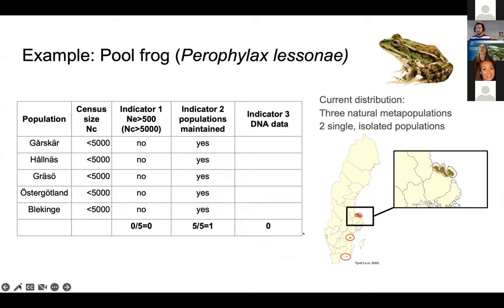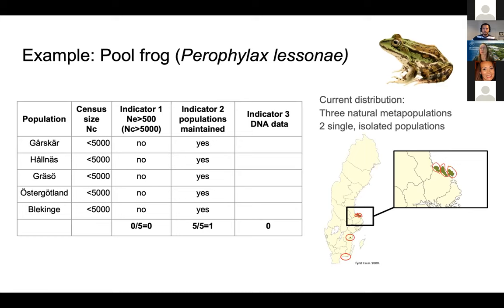The pool frog is mainly found in three metapopulations in the county of Uppland. It has also been discovered in a small area in the county of Östergötland and here, and most recently in Blekinge. None of these populations have a census size larger than 5,000. This means that using an NE to NC ratio of 0.1, the estimated NE is smaller than 500 for all five populations, which gives a total value of 0 for indicator 1.